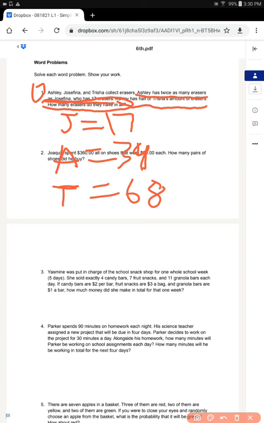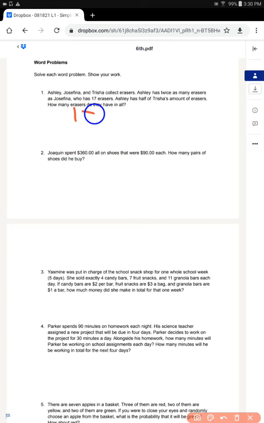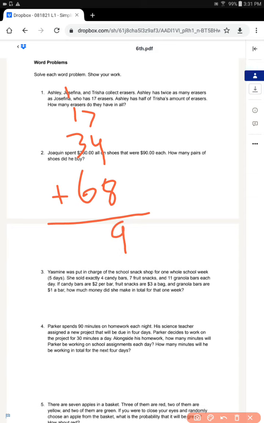How many erasers do they have in all? So, to get to the final answer, we're going to have to add all of these up. So 17, 34, and 68. I'm going to add these. So 7 plus 4 is 11. 11 plus 8 is 19. 1 plus 1 is 2. 2 plus 3 is 5. Then 5 plus 6 is 11. So your final answer will be there are 119 erasers.